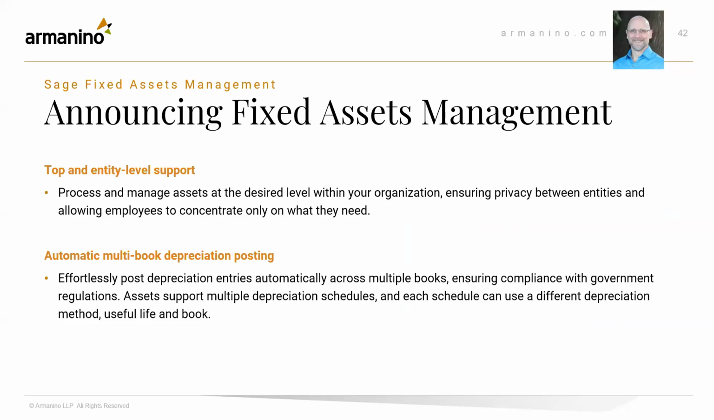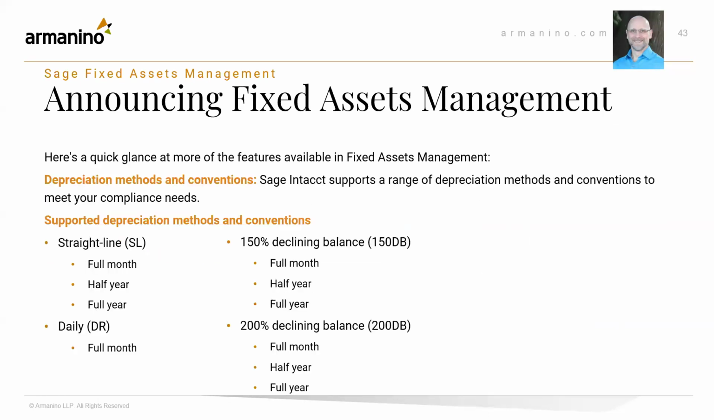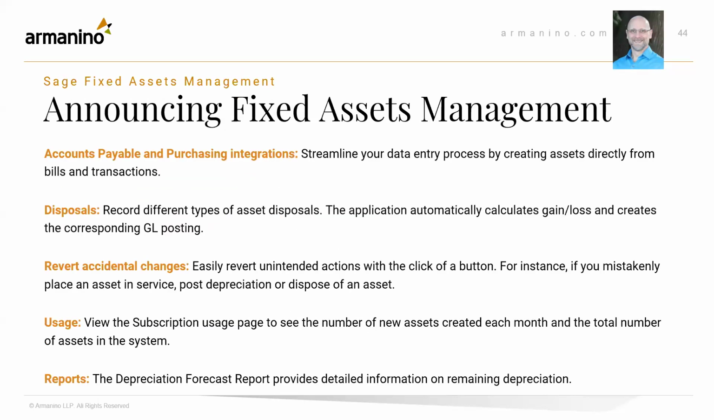It's got automatic multi-book depreciation posting. That's super cool, actually. You can set it up to automatically post instead of having to go in and review every month and manually post. And these are the different methods and conventions that it supports: straight line, daily DR, 150 declining, 200 declining, et cetera.